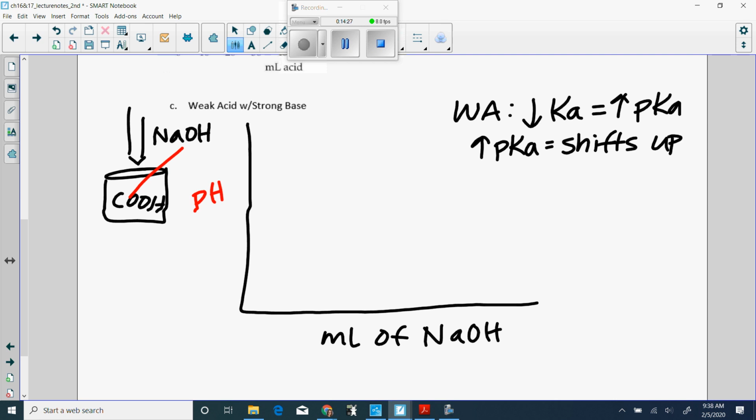So instead of the graph starting down here like a strong acid would, KOOs only have a couple hydrogens. Their hydrogen beaker is basically empty. So it's going to start shifted up.